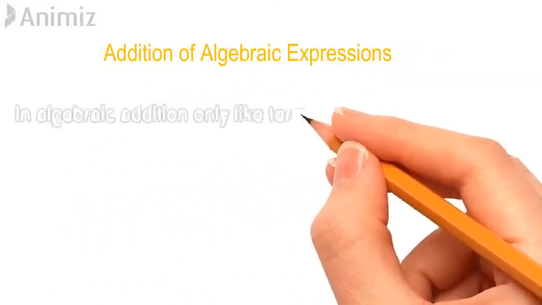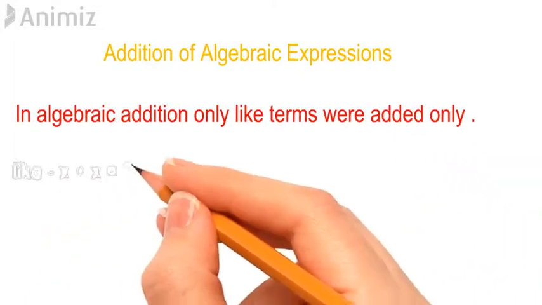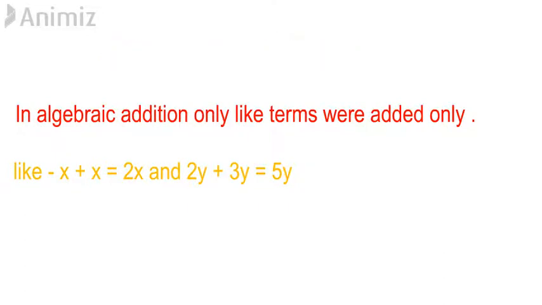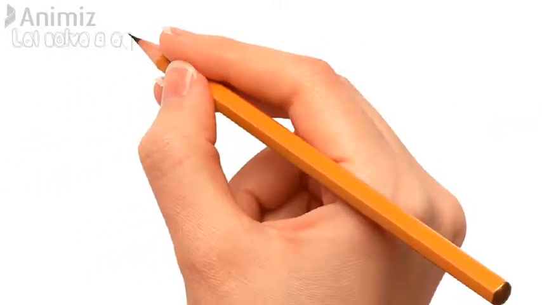So now we will study addition of algebraic expression. In algebraic addition, only like terms are added. X and x, they both are like terms, so we will add x and x, so the answer will be 2x. And 2x plus 3x, they are also like terms, so we will add and the answer will be 5x. So that's how we will do addition of algebra.